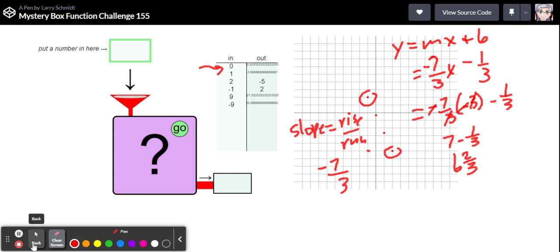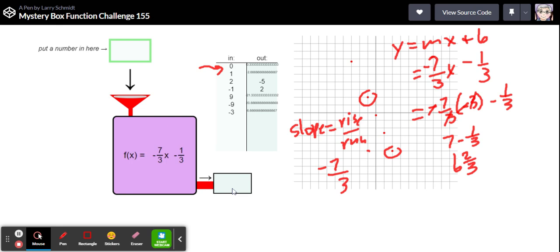So let's give that a try. Negative 3. And yes, we get 6.6 repeating. That's 6 2/3. So I think we've got this. I'm going to reveal. Yeah, negative 7/3 x minus 1/3. And let's graph. We've got that sharply sloping downward line that cuts through the y-axis at negative 1/3.